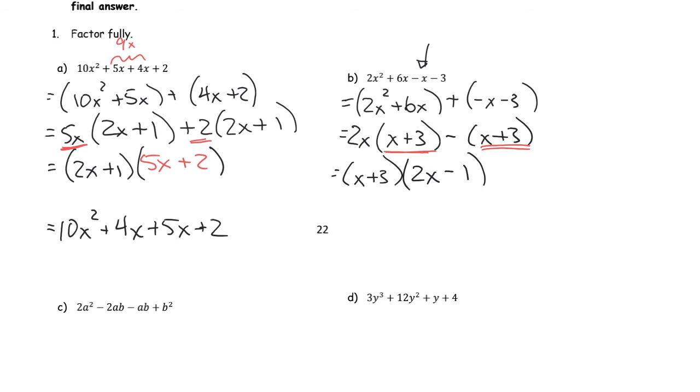Now, again, I can double check this by multiplying that out. So x times 2x is 2x squared, and that's good. x times 1 is negative x. There's that third term. 3 times 2x is going to be positive 6x. That was that second term. 3 times negative 1 is negative 3. So there you go. That's good. That's exactly what I wanted to see here. So I'm pleased that I've done that right.